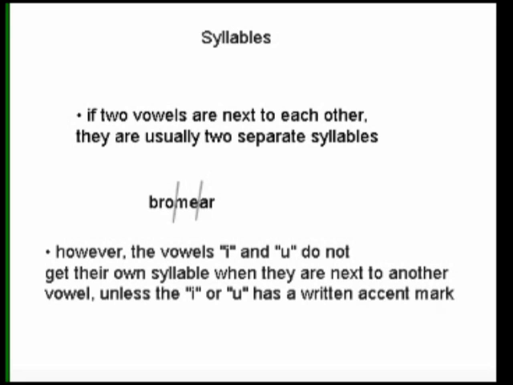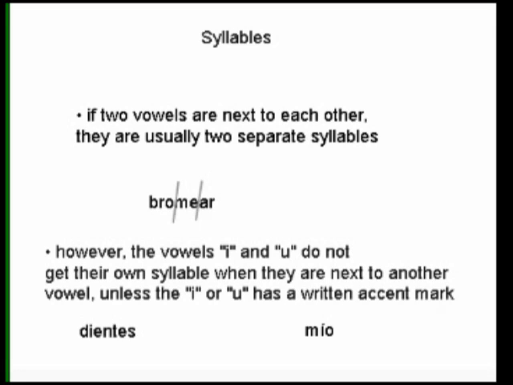However, the vowels I and U are considered weak vowels. They're not strong enough to get their own syllable when they come next to another vowel, unless they have a written accent mark on them. That written accent mark makes them strong and gives them their own syllable, but otherwise they get included in the same syllable as whatever other vowel they're next to.